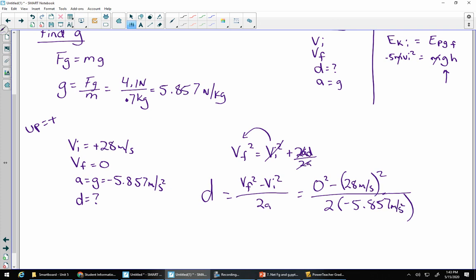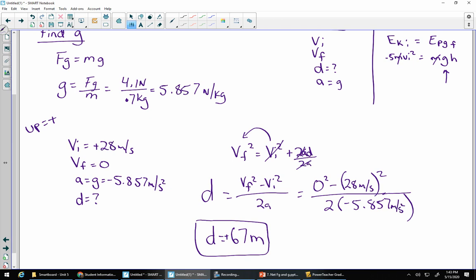You could do the same right now. You can put it on pause if you need to. Crunch the old numbers. I'm ending up with 67 meters, and that should be a positive 67 meters, which realistically, the height is just 67 meters, but we get the idea. Cool. Could we have done this with energy?